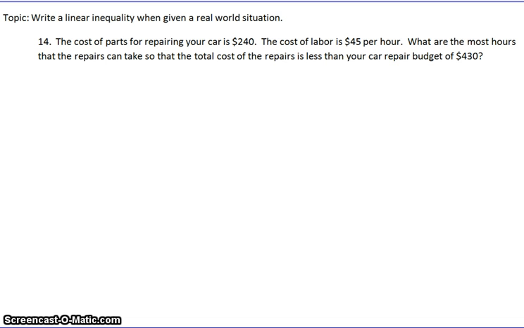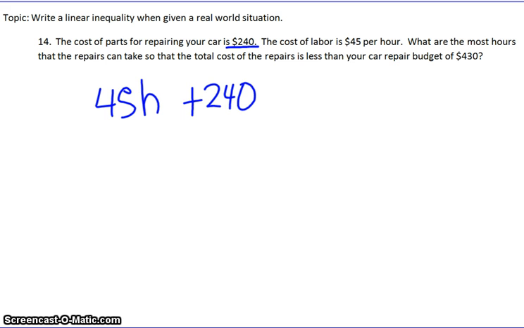So number 14 here says, now the cost of repairing your car is $240. The cost of labor is $45 per hour. What are the most hours so that the total cost of repairs is less than your budget of $430? Okay? So right away we know parts. Parts are going to be this $240. That's like the non-argue-with-it part. That's non-flexible. What is flexible is how many hours you work on the car.